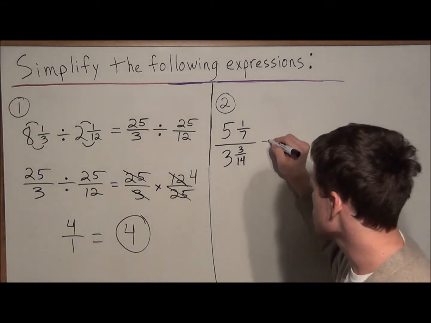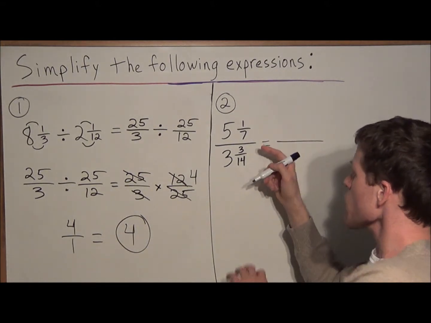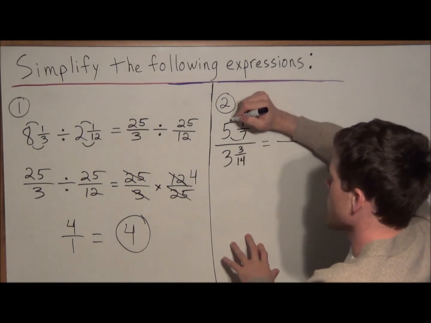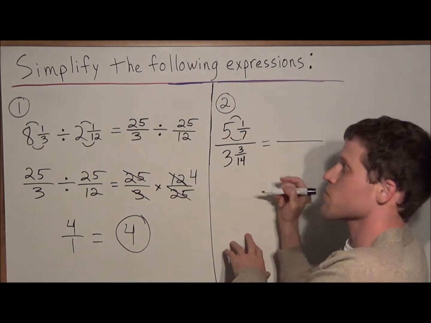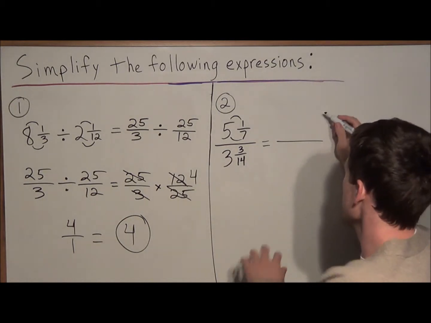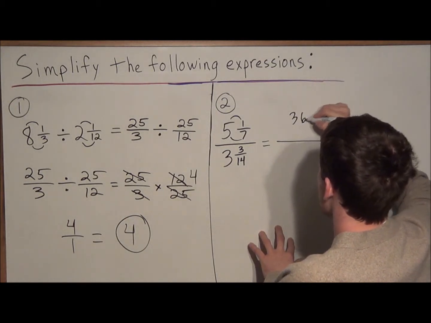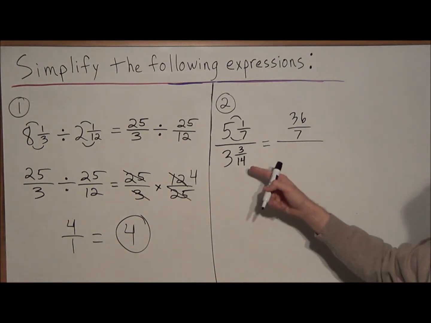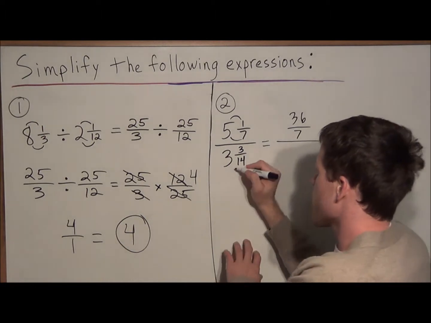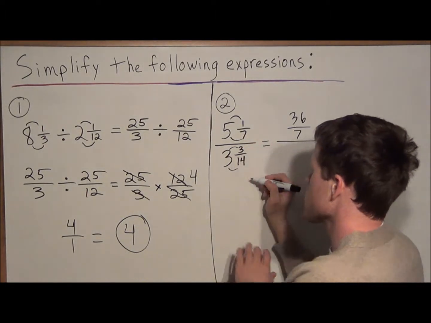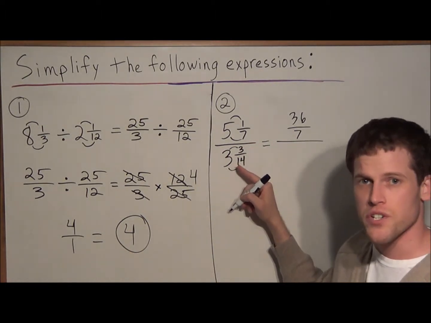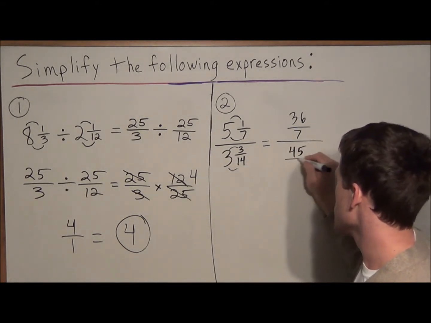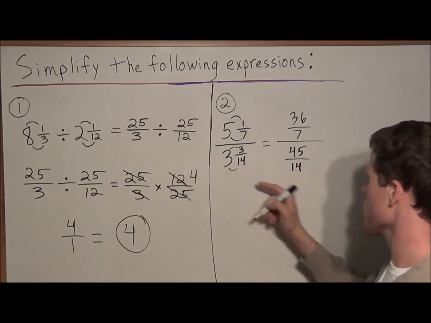For the numerator, we're doing 7 times 5, and we're going to add 1 to that. So 7 times 5 is 35, 35 plus 1 is 36, over 7. The denominator does not change. Then for the next mixed number, we're doing 14 times 3 plus 3. 14 times 3 is 42, and 42 plus 3 is 45. This is over 14, because remember, we just rewrite the denominator.